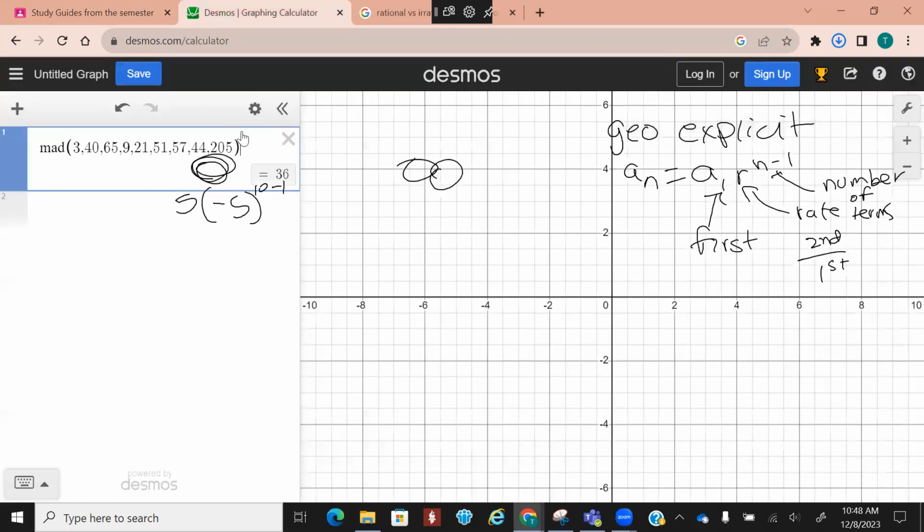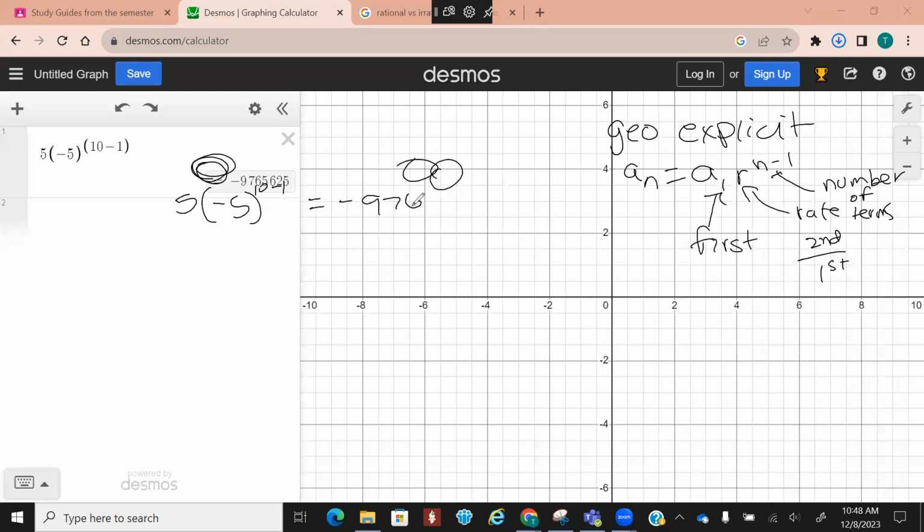Okay. And we want the 10th term, so we're going to plug in 10 for N. Now, when you do that, you're going to get like -9,600,000 and something. There we go. You get -9,765,625.